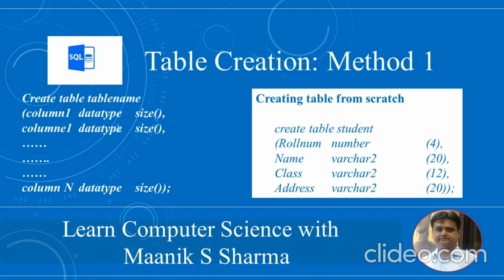The general syntax to create a table using an SQL statement is: CREATE TABLE table_name, bracket start, column1 data type and its size, comma, column2 data type and its size, comma, and so on, column n, its data type and size, and then close the bracket. At the end, we need to put a semicolon. Here, column name represents the name of the column. It can be like roll number, age, first name, last name, etc. Data type represents the nature of the column or the attribute.